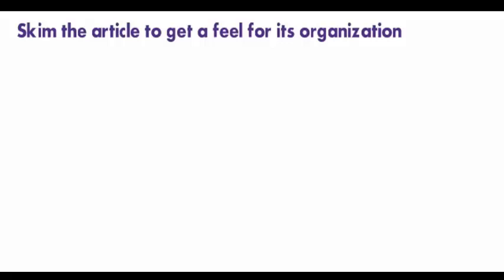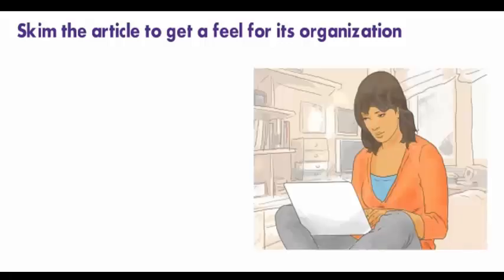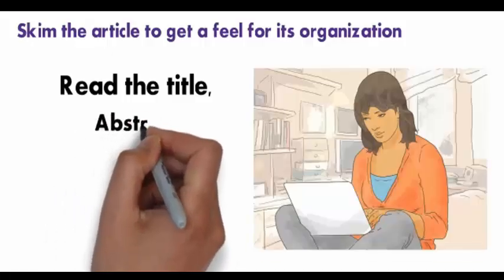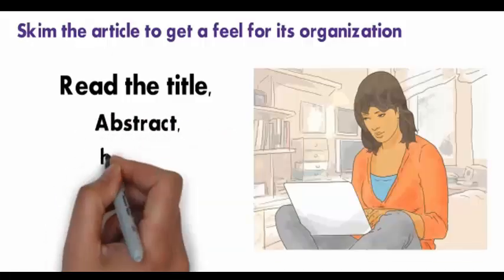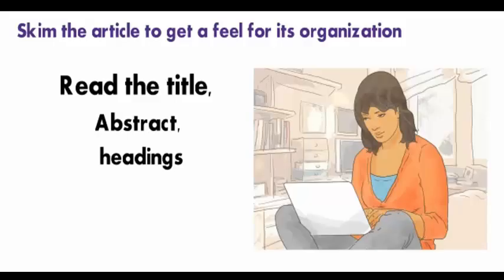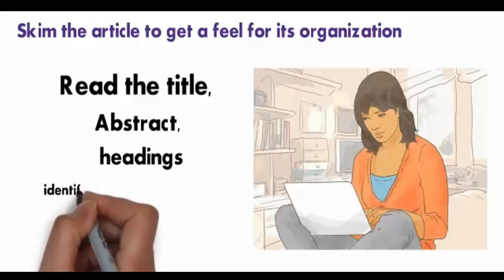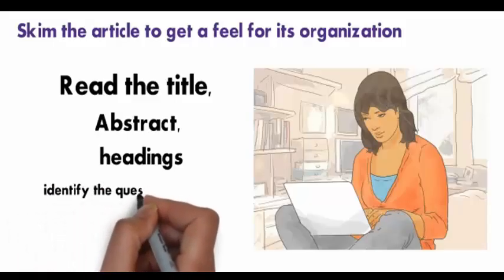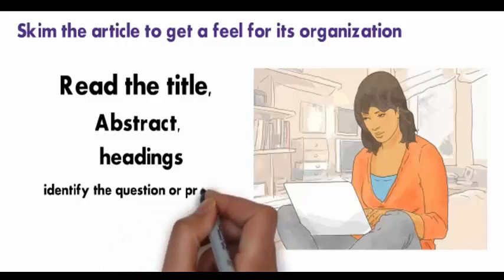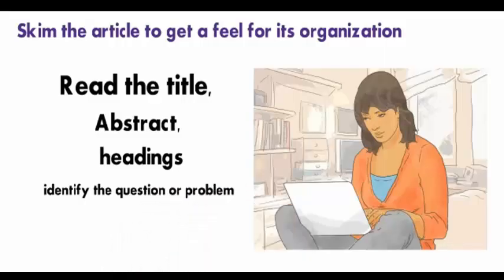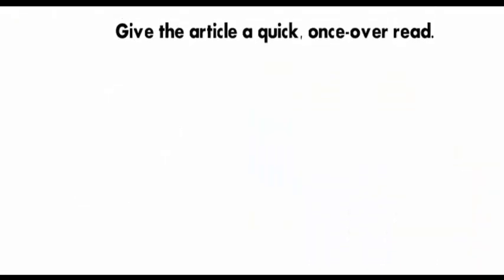Skim the article to get a feel for its organization. First, look through the journal article and try to trace its logic. Read the title, abstract, and headings to get a feel for how the article is organized. In this initial, quick skim, identify the question or problem that the article addresses. Give the article a quick, once-over read.